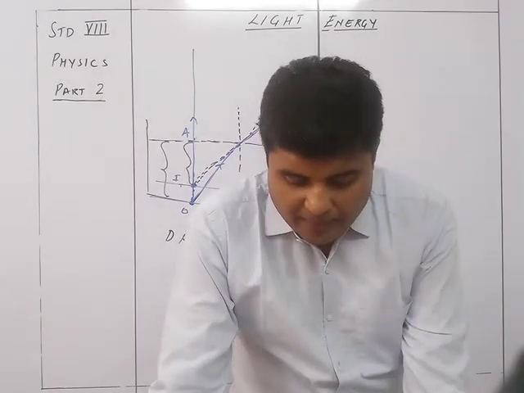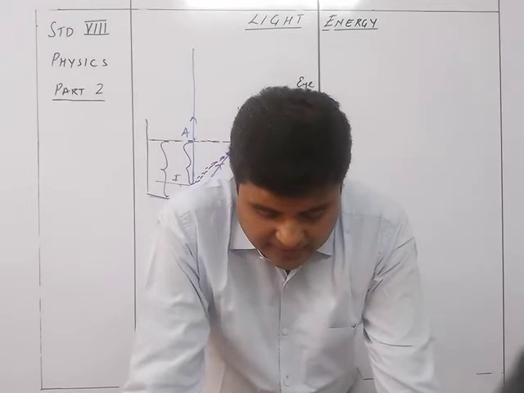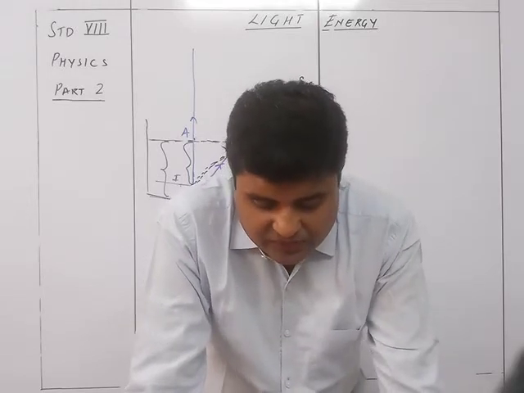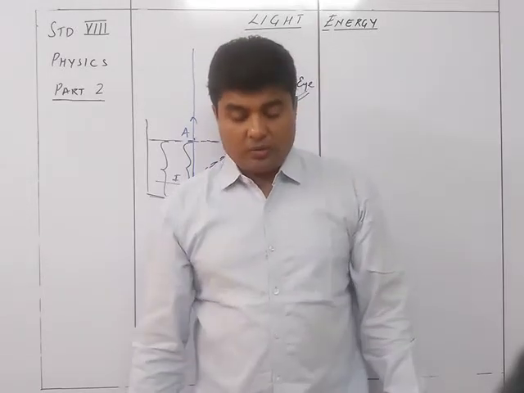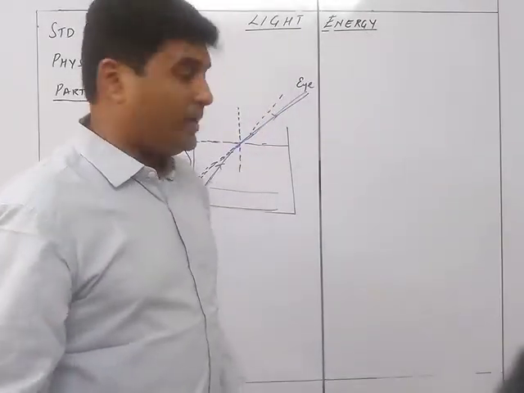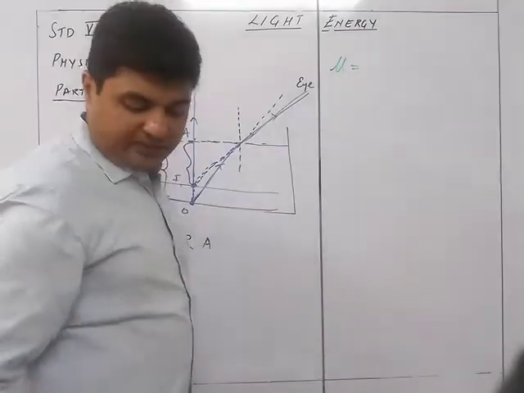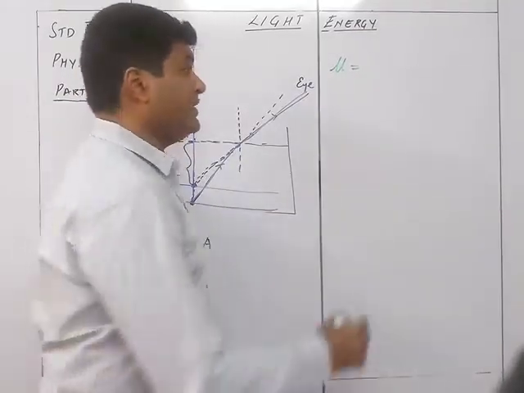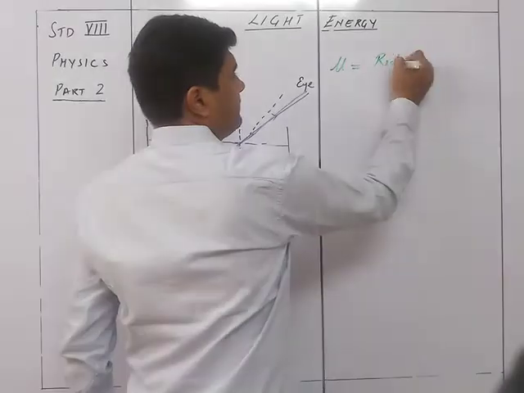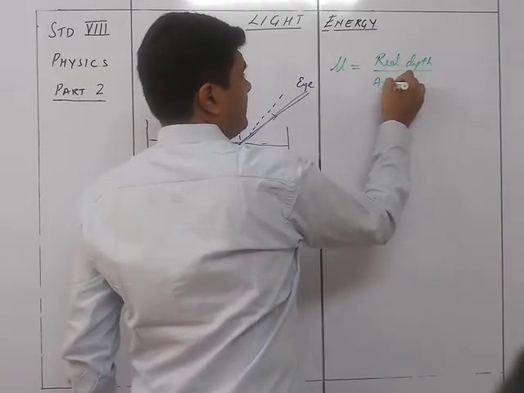Now, real depth upon apparent depth is equal to the refractive index. Since the refractive index of water is 4/3, the apparent depth is 3/4 of the real depth. So we can also see there is one more formula, that is mu, the refractive index, is given as real depth upon apparent depth.